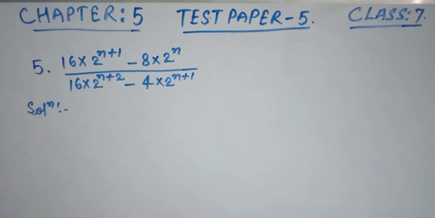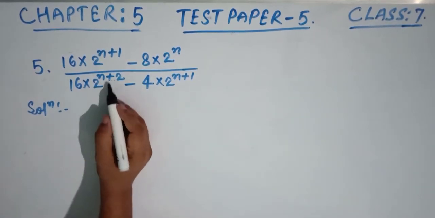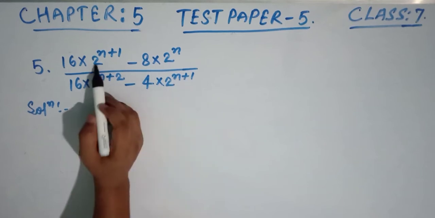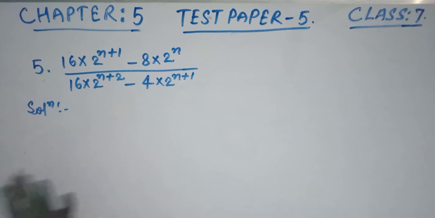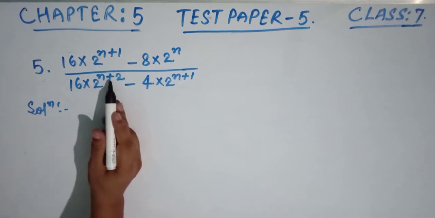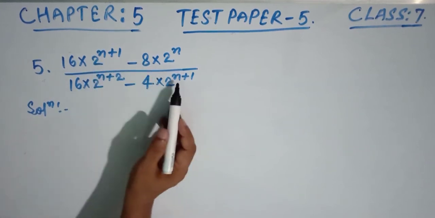So here, look at the friends, here the maximum common is 2 raised to the power n plus 2, but here is 2 raised to the power n plus 1, here 2 raised to the power n plus 1, but here is 2 raised to the power n. We will make all of them 2 raised to the power n plus 2, equal here, here and here.